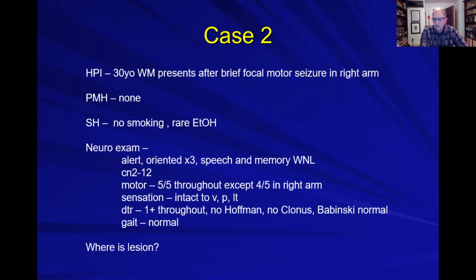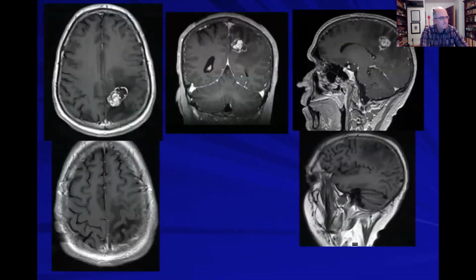Left parietal lobe. Any other suggestions? Where's primary motor cortex? All right, I see left frontal lobe. Okay, good. So here's a brain MRI.